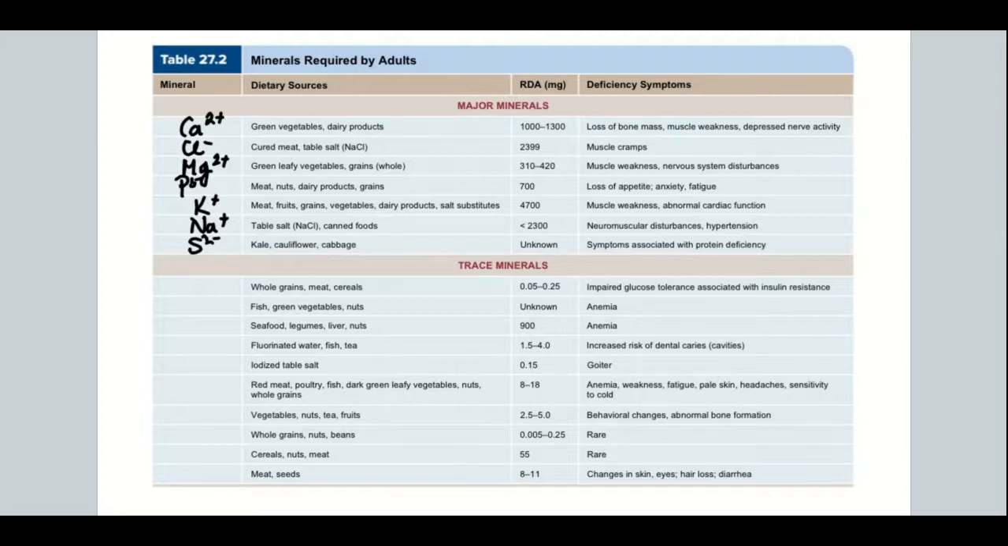And so those are minerals, and minerals are important in a lot of different reactions. They're also important parts of molecules that are being formed in our body.